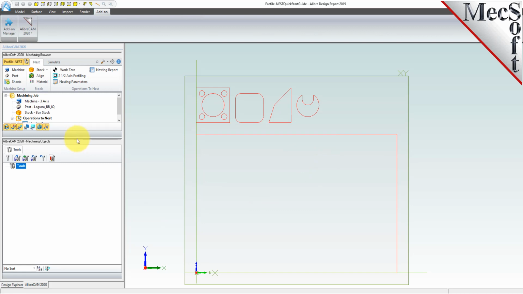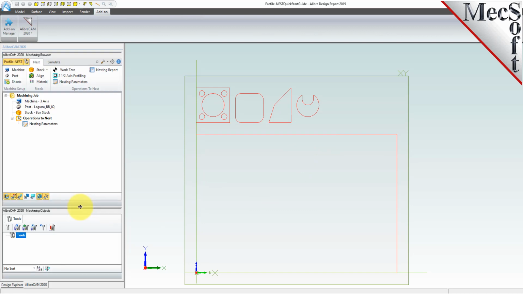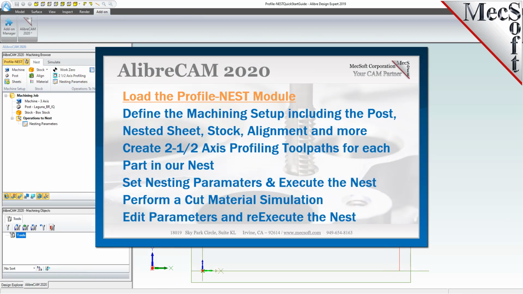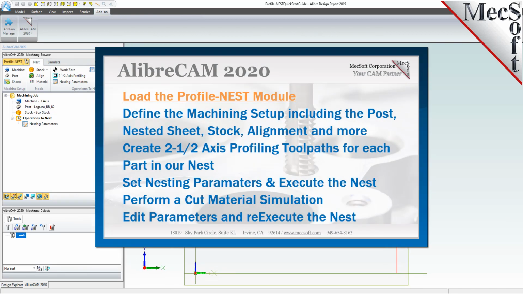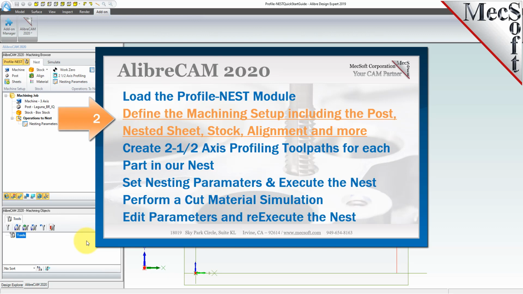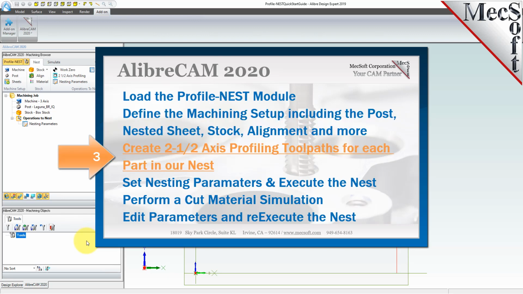And we'll size the browser so we can see everything clearly. First, before we get started, let's review what we're going to do in this video. First, we're going to load the Profile Nest module. We will define the machine setup, including the post, nested sheet stock, alignment, and more. And we'll also create our 2.5 axis profiling toolpaths for each of the parts that we want in our nest.